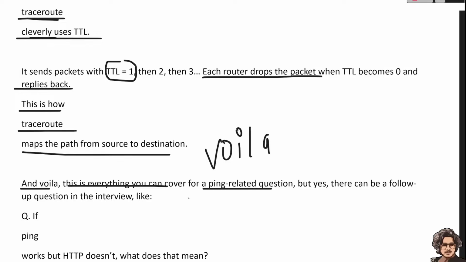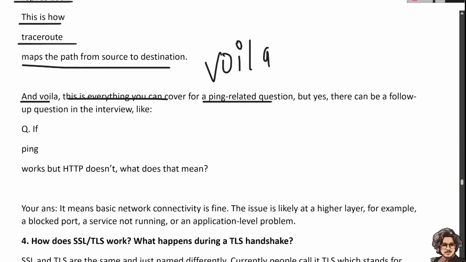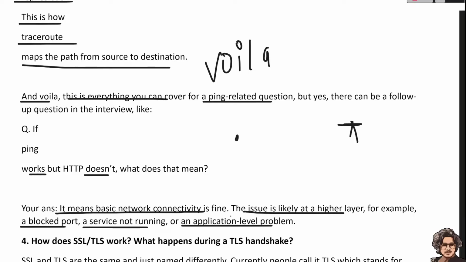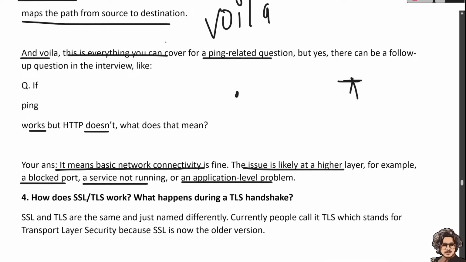But yes, then there is a follow-up question: if ping works but HTTP doesn't work, what does it mean? What is the answer I have to give? If ping is working, that means the destination is reachable. It means that basic network connectivity is fine. The issue is likely at a higher level, for example, a blocked port, a service not running, or an application layer problem. So from the network side it is good, but at the higher level it is not good, so we have to check at the different levels.